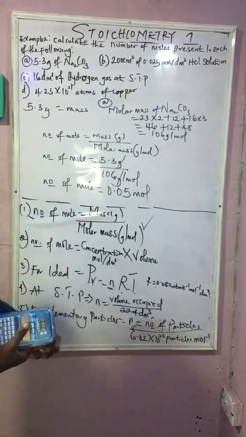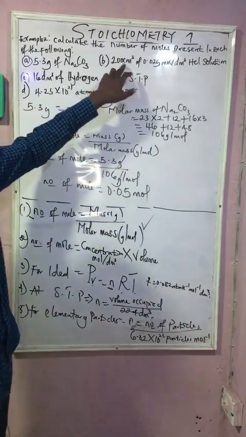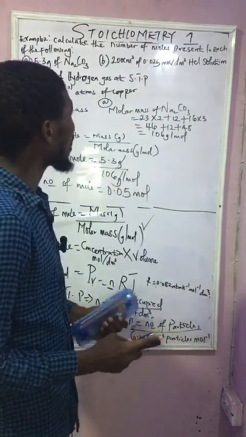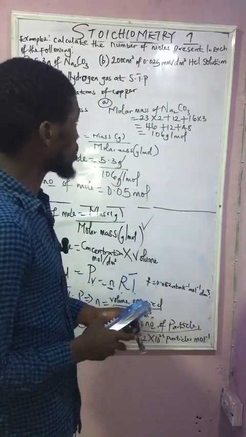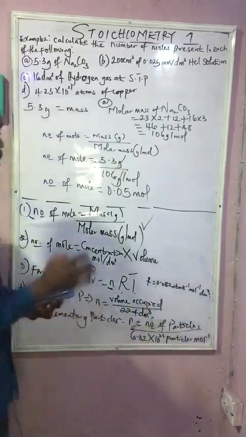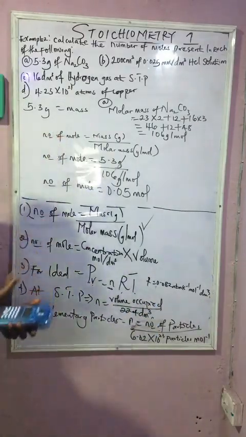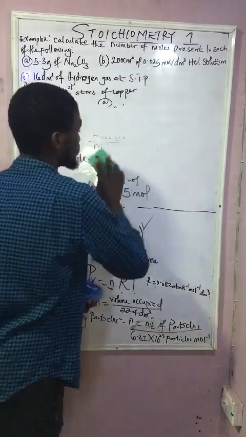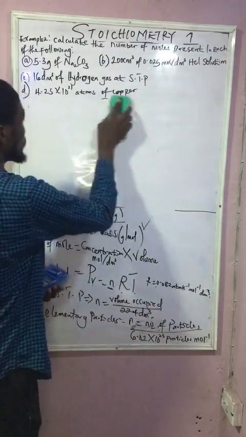Number 2 states 200 cm cube of 0.005 mole per dm cube HCl solution. So please take note of this now before we take a look at the B.